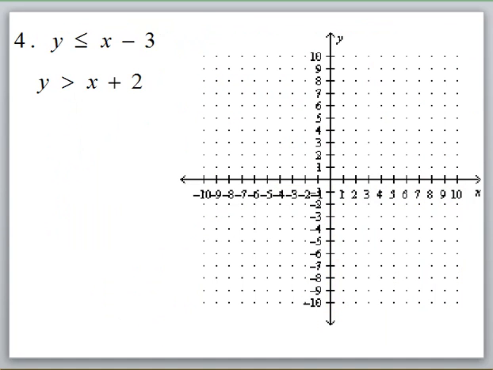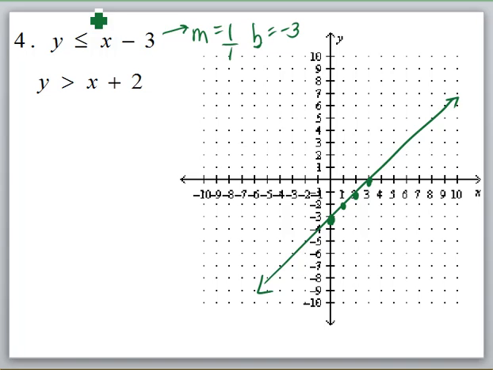On the next one here, again, we got two lines, and we will just plot those using slope-intercept form. So this one has a slope of 1 and a b of -3, so I'll be going up 1 over 1. So I plot my -3 on my y-axis, up 1 over 1, up 1 over 1. This is a solid line, and it's less than, so I'll be shading below the graph.